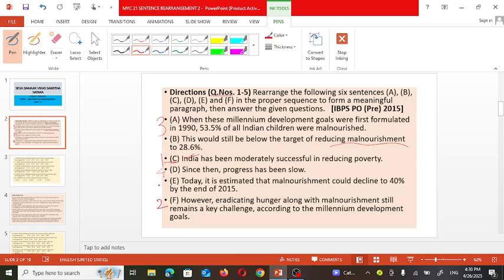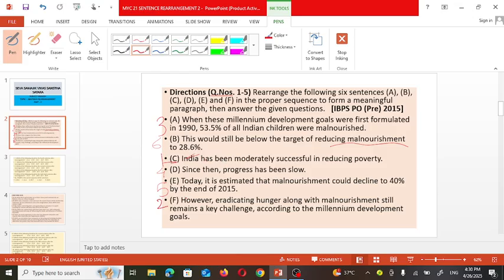If you see statement E, today it is estimated that malnutrition could decline to 40% by the end of 2015. First we told about when the program was formulated, then the progress was slow, and after that we compare it with today's condition till the end of 2015. Then the last statement will be the sixth statement: this would still be below the target of reducing malnutrition to 28.6%. So that was the target.